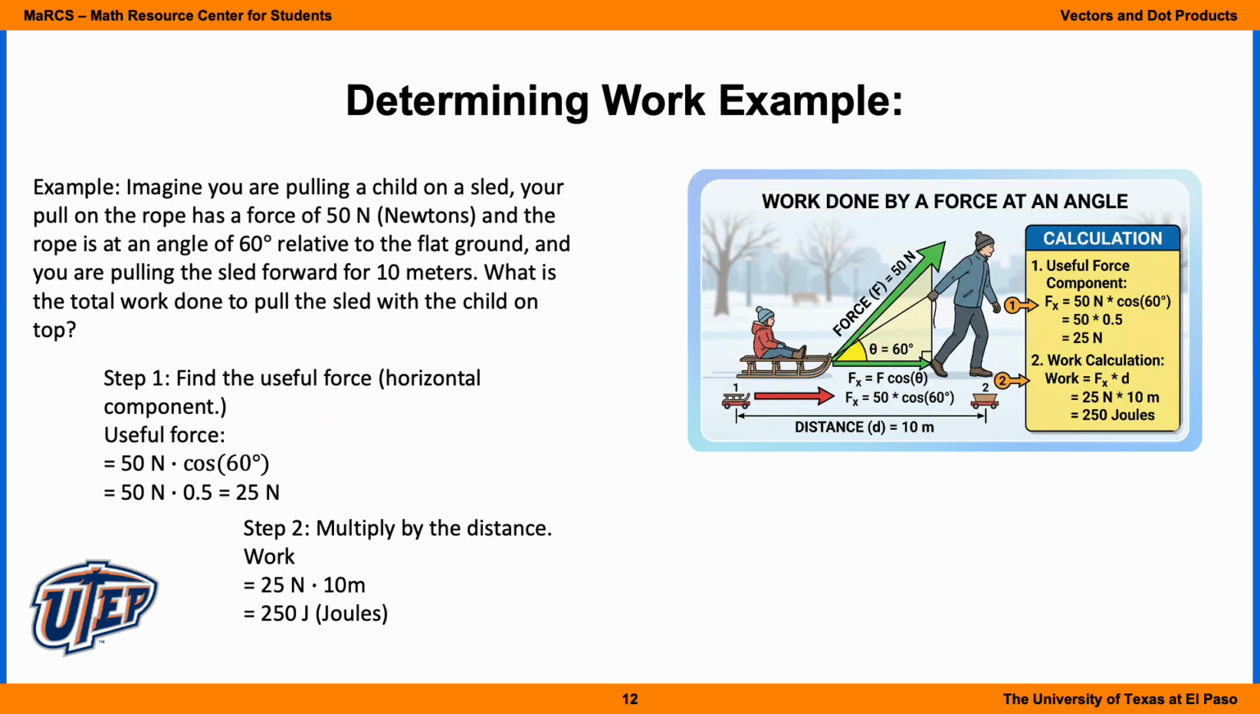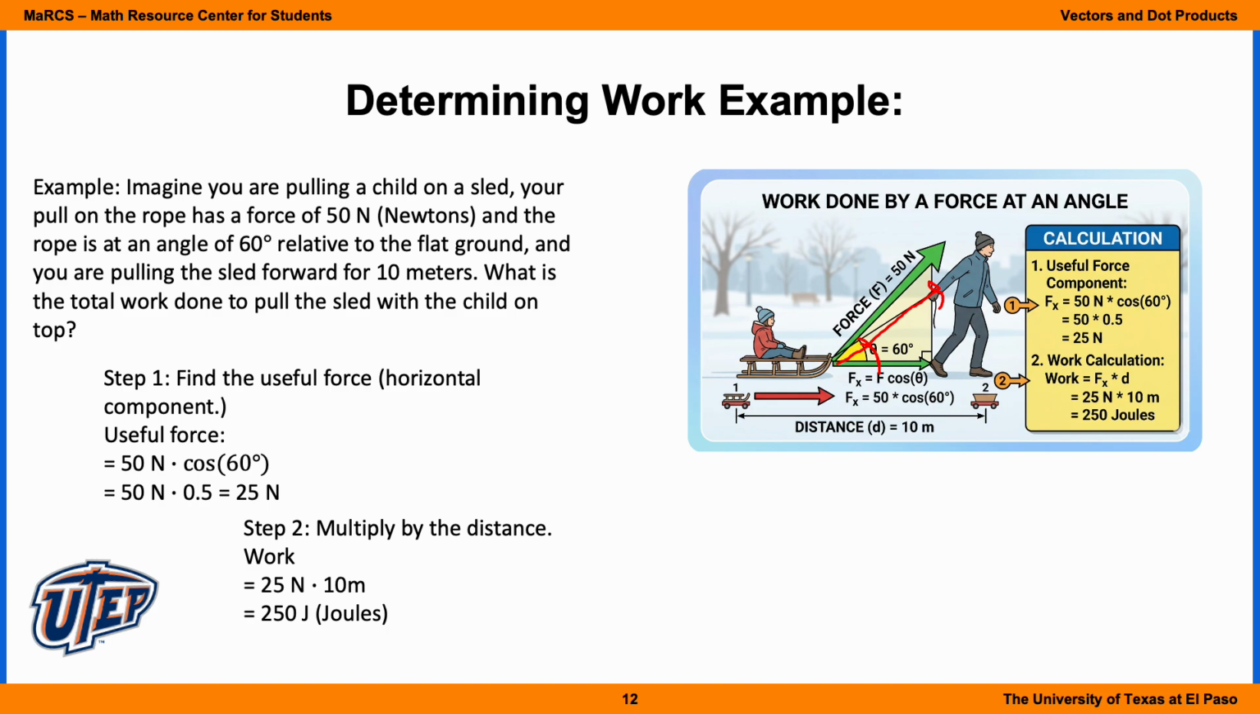So given the formula in the previous slide, we will be going over how to determine the work. So we are imagining that we're pulling a child on a sled. Your pull on the rope has a force of 50 newtons. So that is given by this vector right here. And the rope has an angle of 60 degrees, so right here, relative to the flat ground. And you're pulling the sled forward for 10 meters, so our distance is equal to 10. So the force should be along this line because we're seeing that it has an angle of 60 degrees.